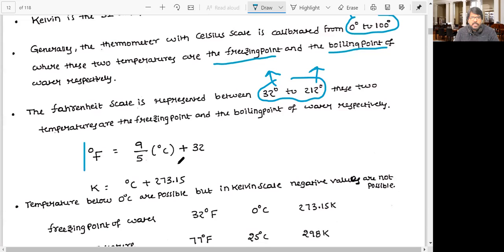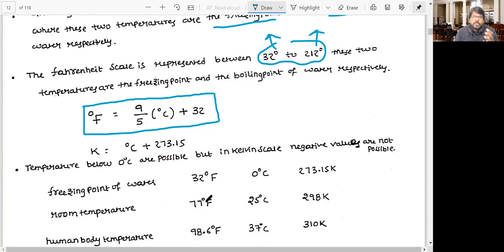This is the relation, and of course my suggestion: wherever you get formulae, each and every formula you have to write at one place, and you have to revise more number of times, then only you will be successful. After understanding the concept, you should have a short note on it, and give formulae more importance and keep them in your permanent memory, then only you will be successful in solving the problems. Similarly, if you want to convert degree centigrade into Kelvin, you have to add 273.15.